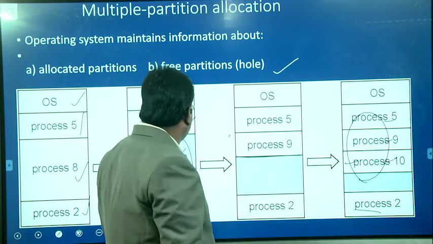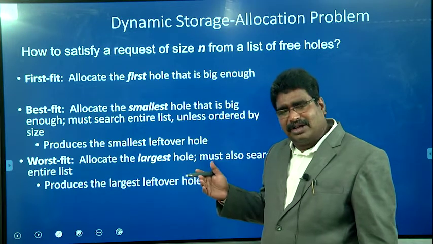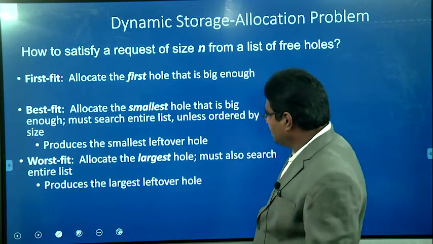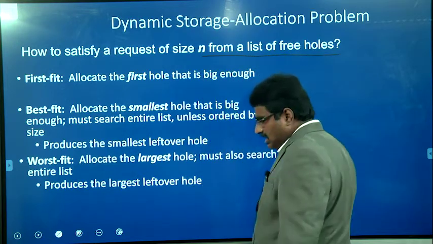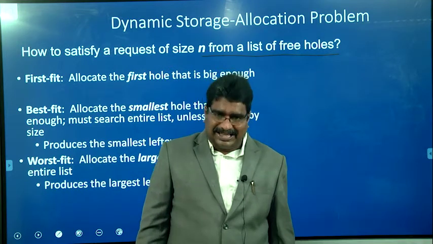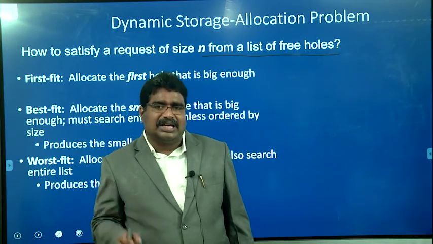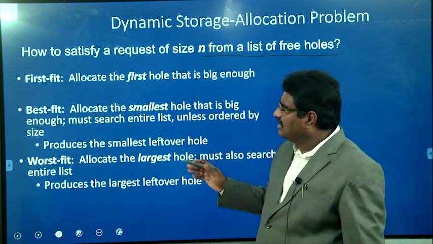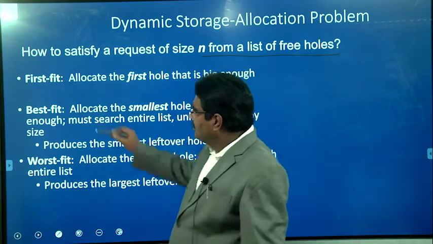And next we try to discuss, for example, there are n number of free holes available, and how the memory is allocated, which partition needs to be allocated to the newly arrived process. That is, how to satisfy a request of size n from a list of free holes available. We are assuming that a new process has arrived, and the process size is n, it may be n MB. Then how is a free hole allocated to the particular process? There are different approaches available, and we try to discuss each and every approach with the advantages and the disadvantages. The first approach is first fit.